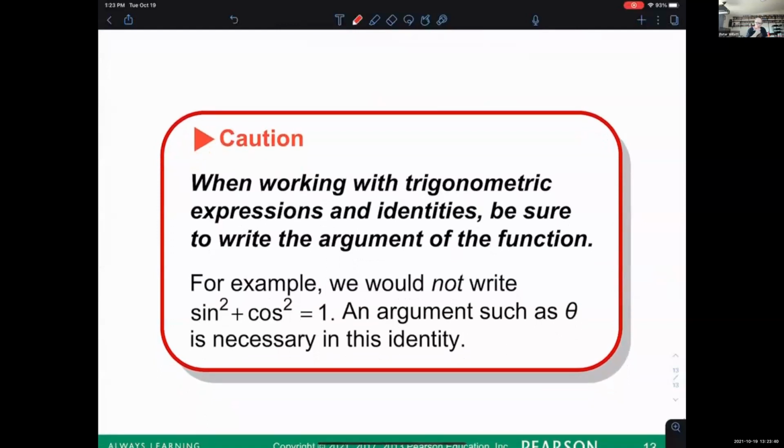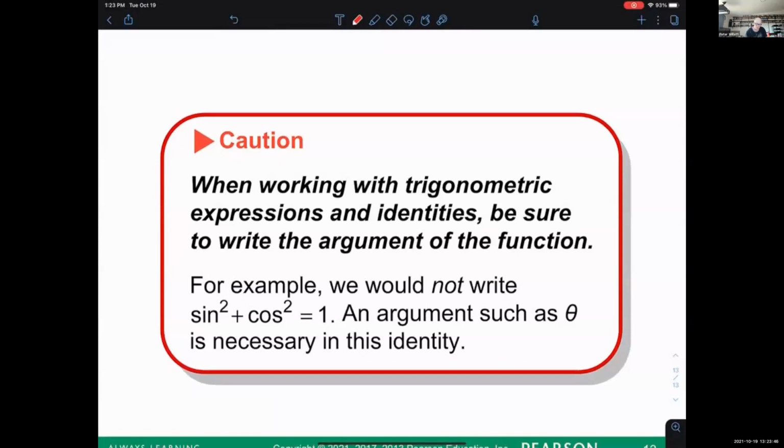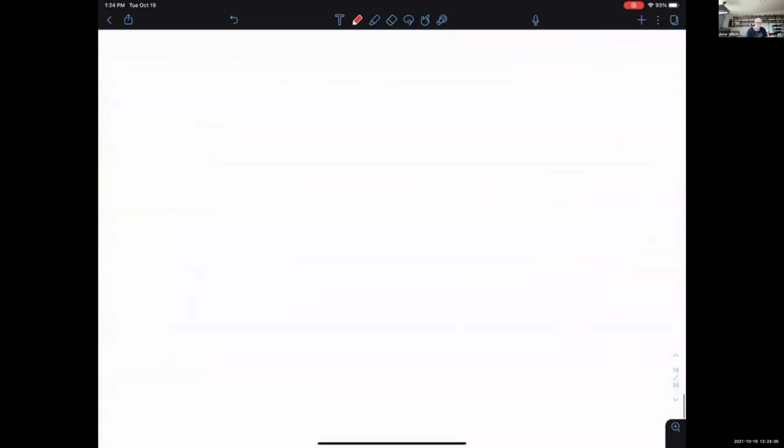So in this final caution, it says, when working with trigonometric expressions and identities, be sure to write the argument of the function. Don't forget to write the theta or the q or the x. For example, we would not write sine squared plus cosine squared equals 1 without putting the theta. There should be a theta here and a theta here, or an x or a q or something like that. And that's it. So that's how they finish.